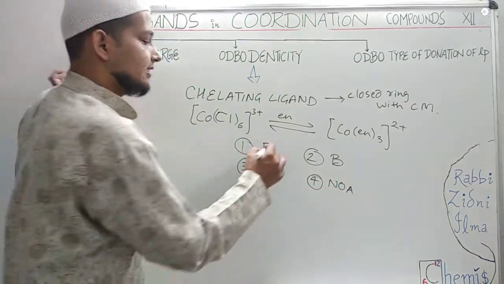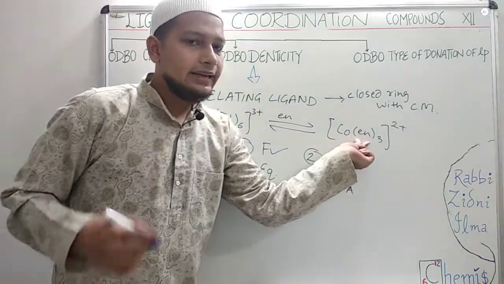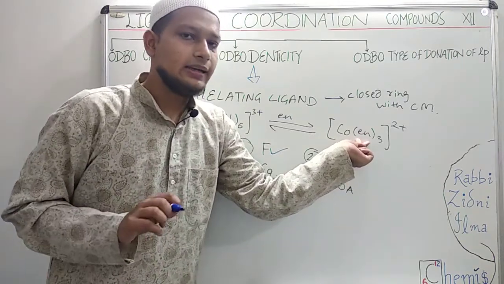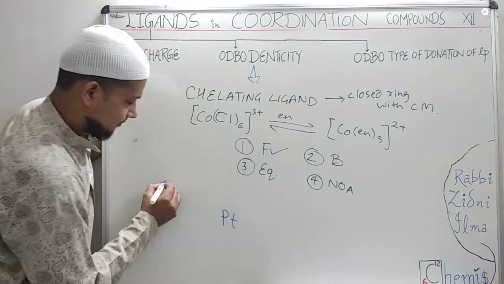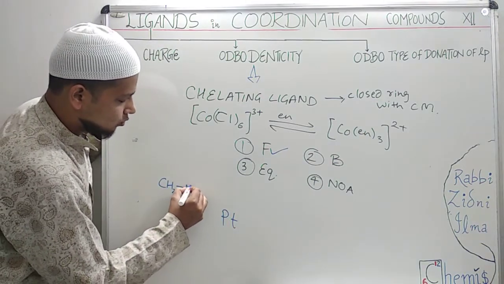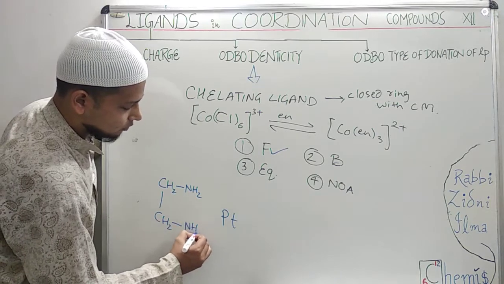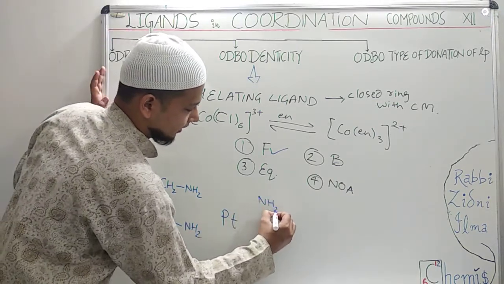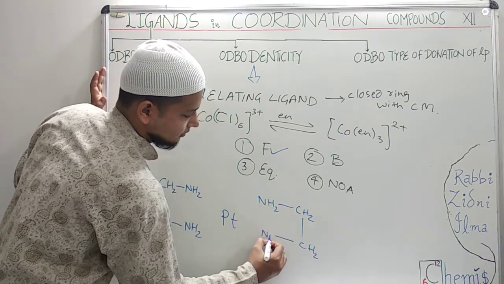The answer is this reaction will go in the forward direction. En, ethylene diamine, it is a chelating ligand. I will show you an example. Look here, if I have this platinum surrounded by 2 ethylene diamine or 2 molecules of ethane 1,2 diamine, just give me a second to sketch this beauty.